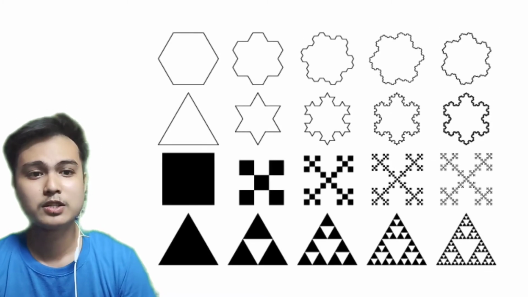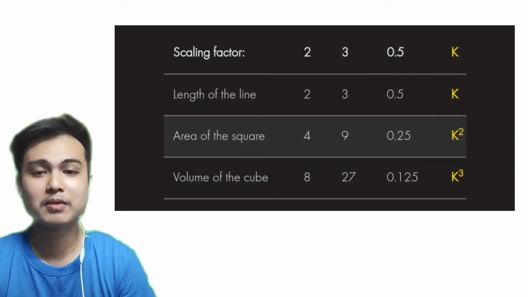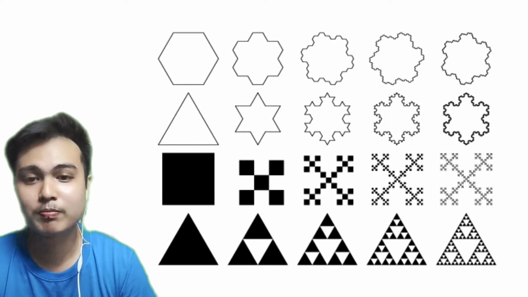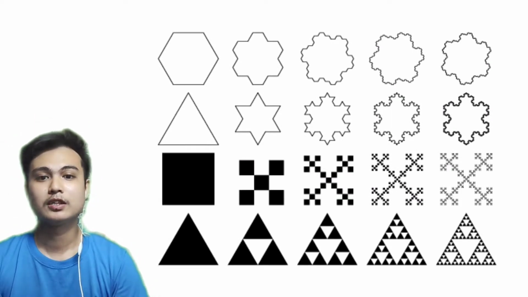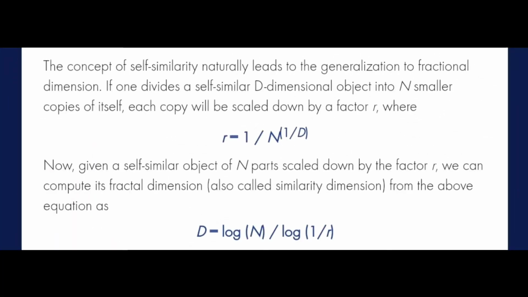The property of self-similarity or scaling is closely related to the notion of dimension. In fact, the name fractal comes from the property that fractal objects have fractional dimension. The concept of self-similarity naturally leads to the generalization to fractional dimension.